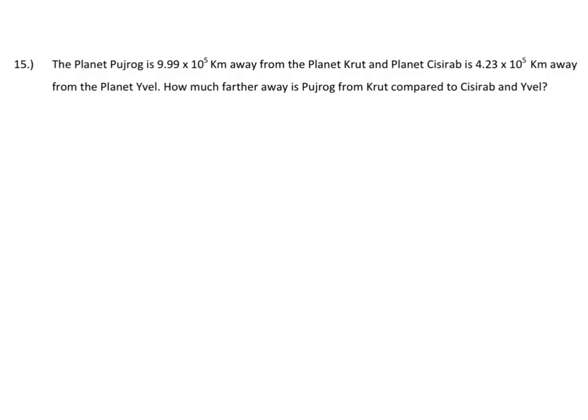Okay, the next one, when I first read it, is pretty confusing. Let me read this again. Planet Purog is 9.99 times 10 to the 5th kilometers away from planet Kroot, and planet Cicerab is 4.23 times 10 to the 5th kilometers away from planet Yelv. How much farther away is Purog from Kroot compared to Cicerab and Yelv? I'm going to draw a little sketch so I can help visualize what's going on here with the planets.